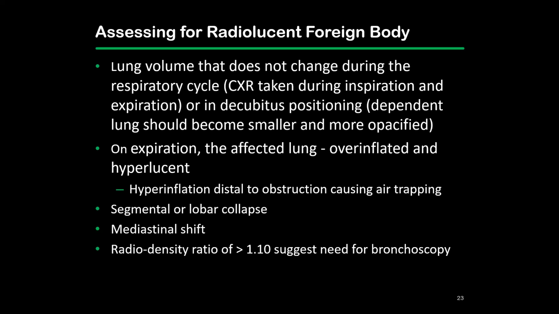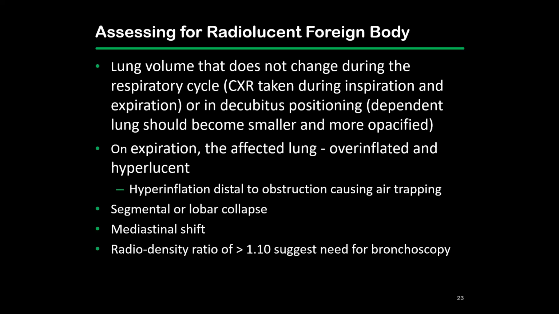So things that we're looking for in a radiolucent foreign body are a lung volume that doesn't change during the respiratory cycle, particularly in expiration. So if the chest X-ray is taken during inspiration and expiration, the affected lung won't collapse as appropriately as it should. In younger children who can't necessarily cooperate with inspiration and expiration, you can do decubitus positioning where you lay them on one side and then the other.